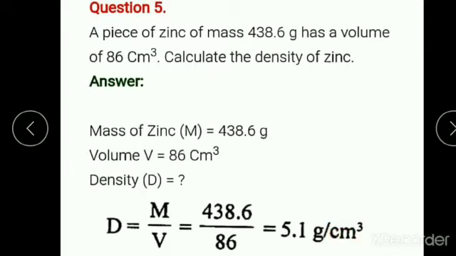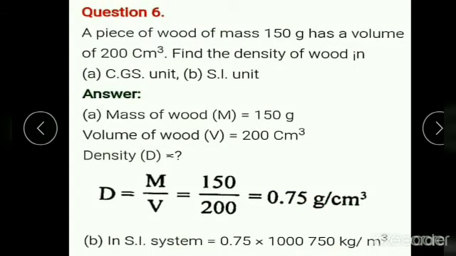So the density of the zinc with a mass of 438.6 gram and a volume of 86 centimeter cube is 5.1 gram per centimeter cube. Okay, so what is the density? It is 5.1 gram per centimeter cube. Okay, let's see the sixth question.